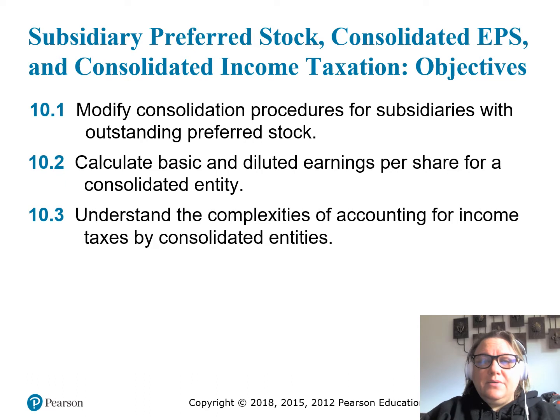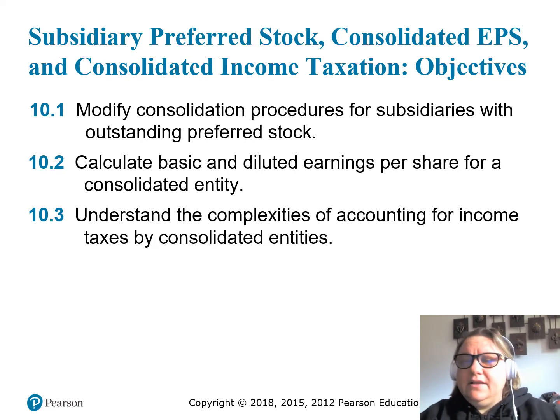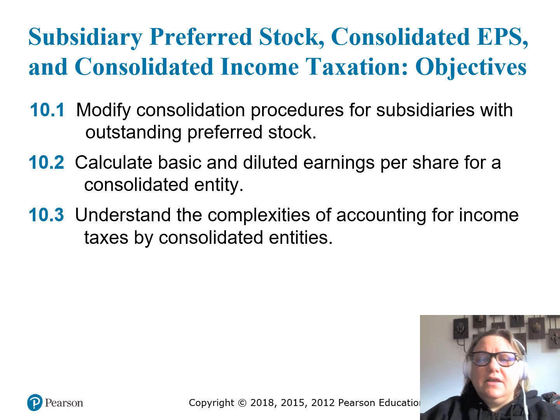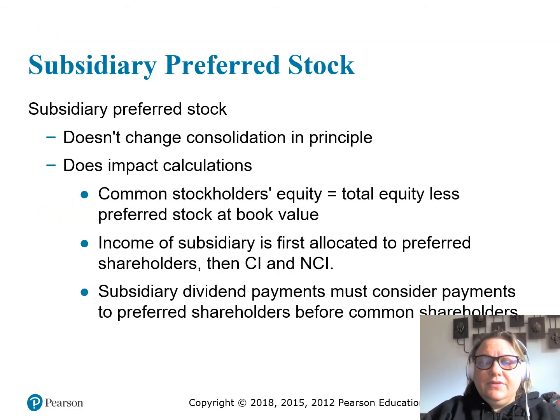All right, so we talk about preferred stock, consolidated EPS, consolidated income tax, and the objectives. We're going to look at the consolidation procedures for subsidiaries with preferred stock. We're going to talk about basic and diluted earnings per share for a consolidated entity, and discuss accounting for income taxes for consolidated entities. Just to recall, preferred stock doesn't change the consolidation in principle or the calculations.